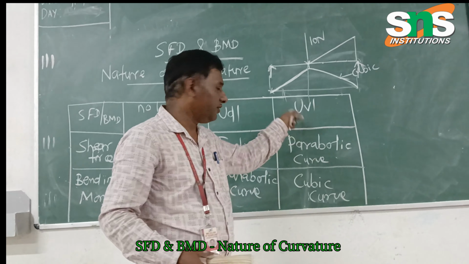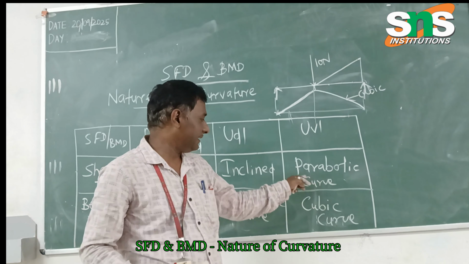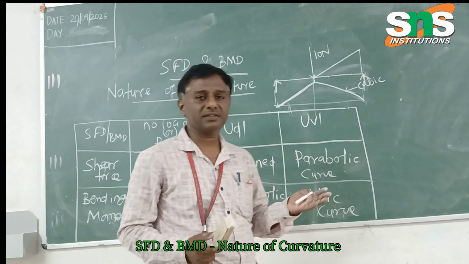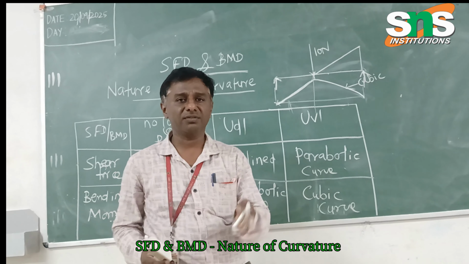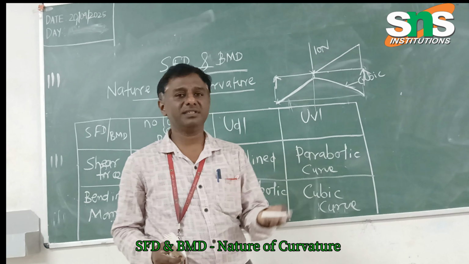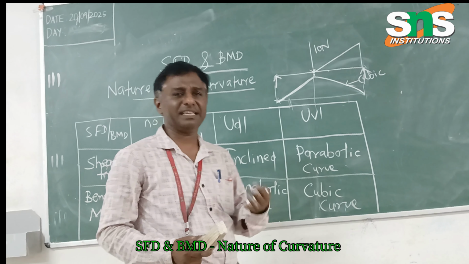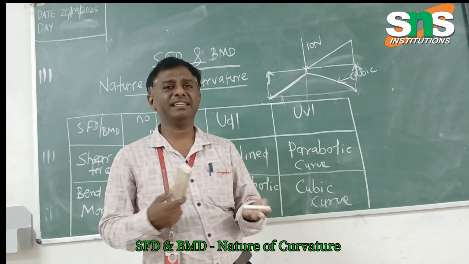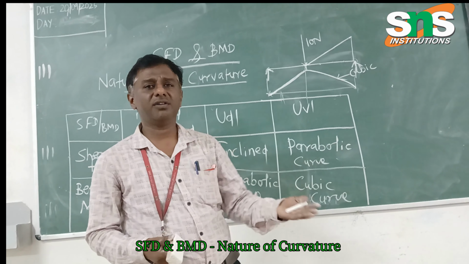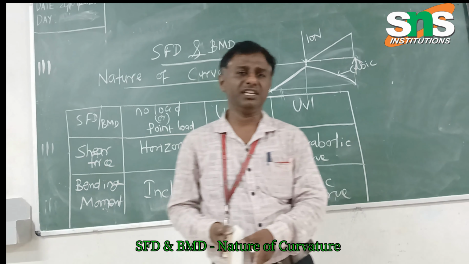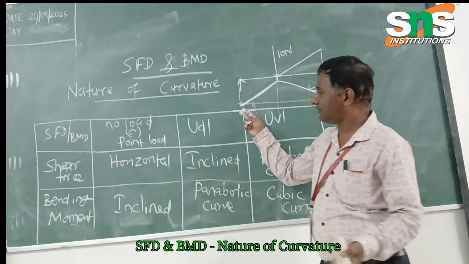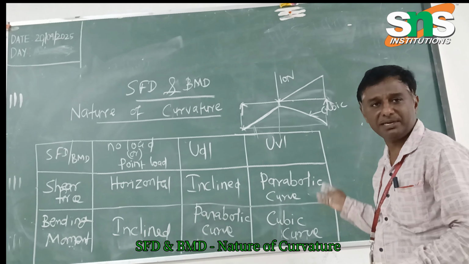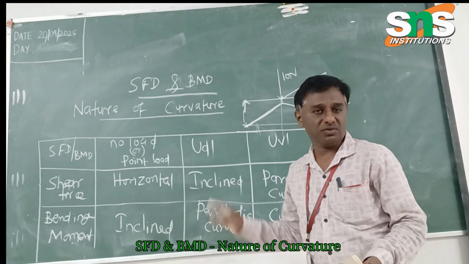Then for a uniformly variable load, the shear force diagram will follow the parabolic curvature, as well as the bending moment diagram will follow the cubic curvature. Cubic curvature means the cubic equation is satisfied, like x cube plus 3x, and an equation will be there. It will follow or satisfy the cubic equation. Like that, the sign convention. After that, the nature of curvature for the shear force diagram and the bending moment diagram, we have to look at.